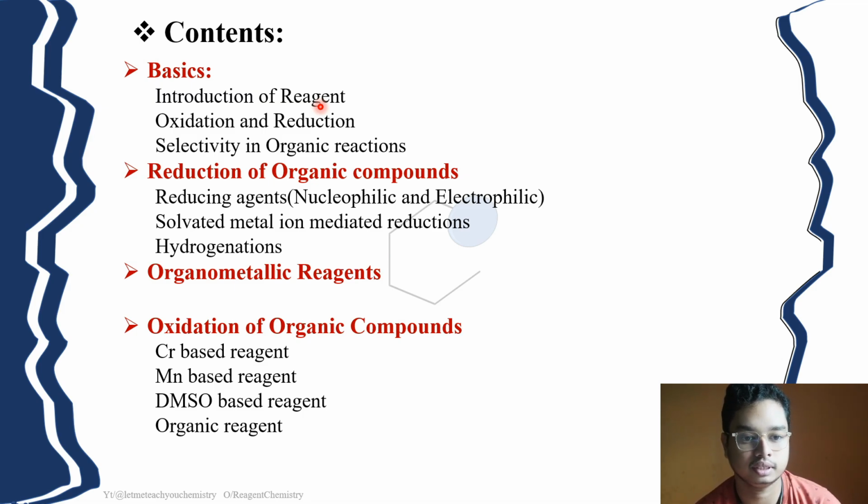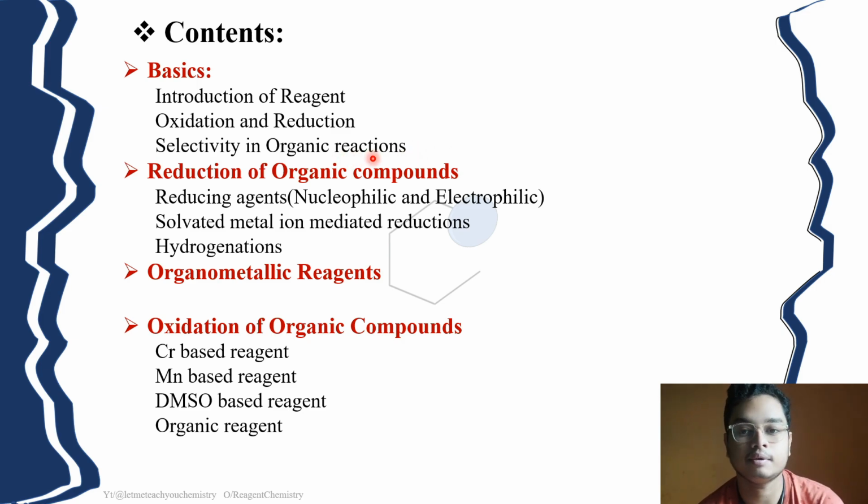We'll discuss this, and later we are talking about the selectivity of organic reactions, because learning selectivity is very important. Some reagents work with a certain functional group, keeping the other functional groups intact. So you have to learn about the various selectivities associated with reagent chemistry, like regioselectivity and chemoselectivity. With this, we end the basics.